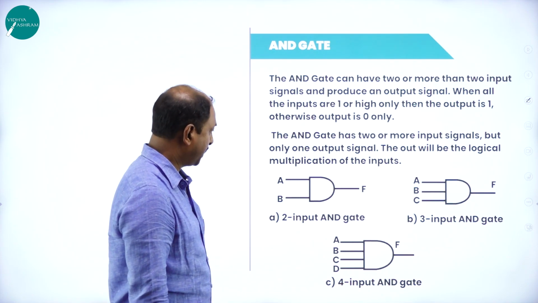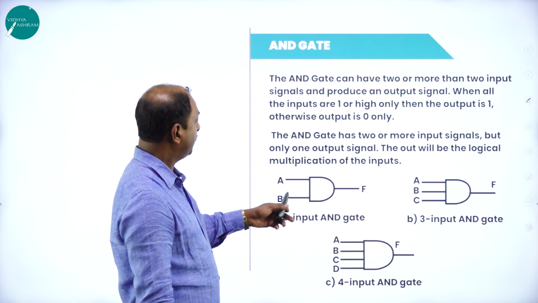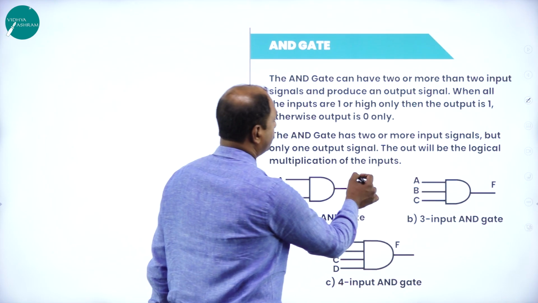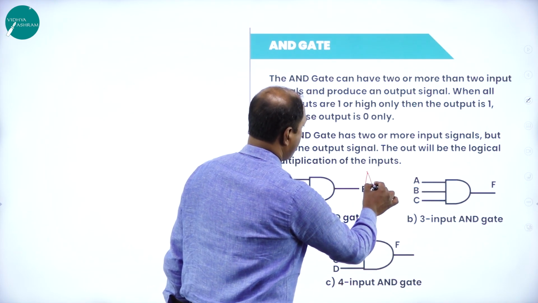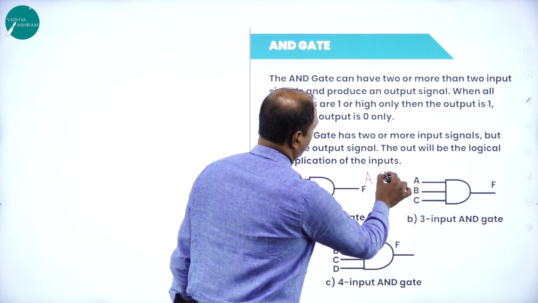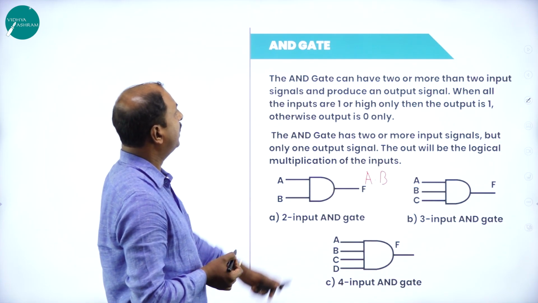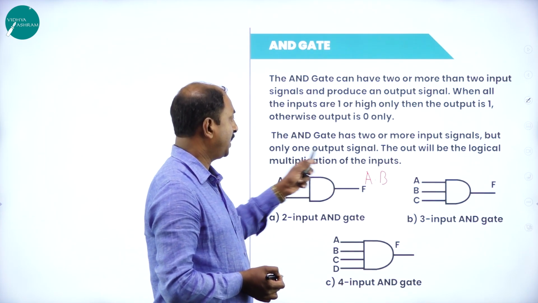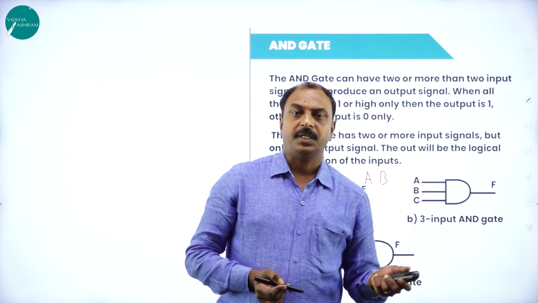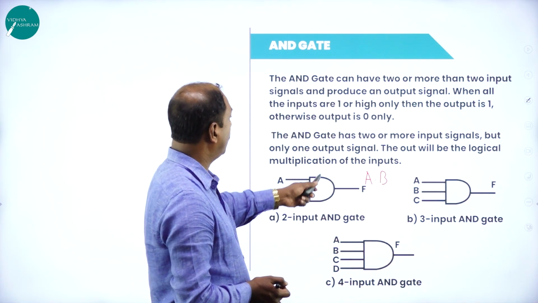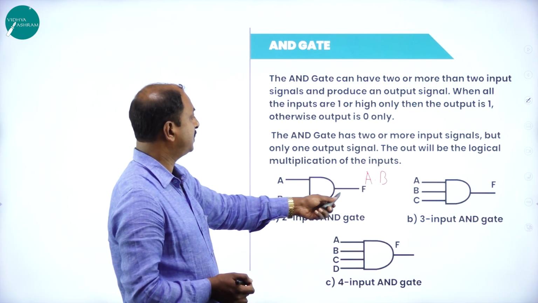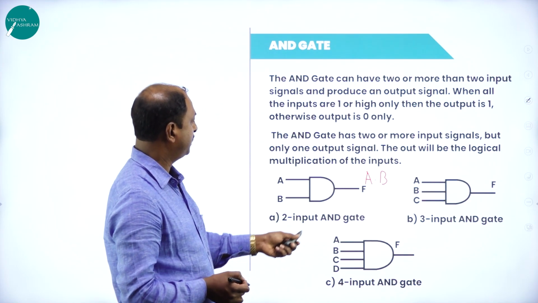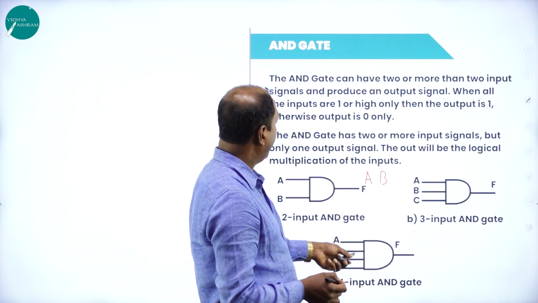Now look into the circuit diagram. This is a 2 input AND gate, F is the result, and here we use the dot symbol. So this is A dot B. Here dot represents the AND gate or AND operation, and this is logical multiplication. In the previous example it was logical addition, and here it is logical multiplication. This is the truth table. This is the 3 input logical symbol, and this is the 4 input AND gate.